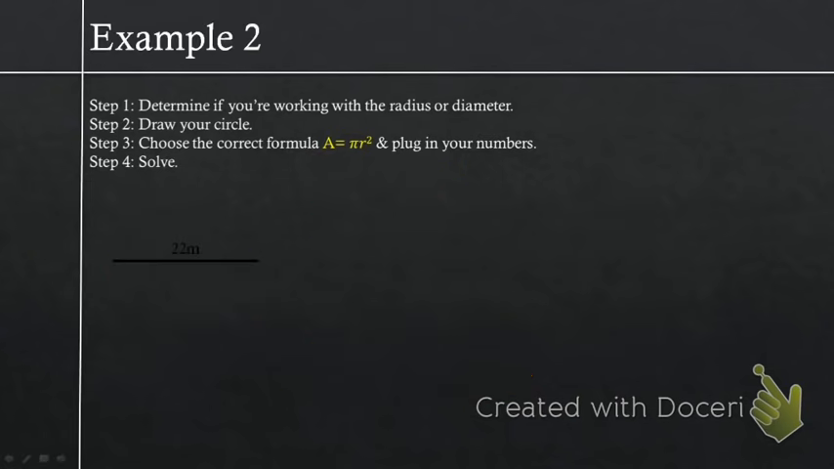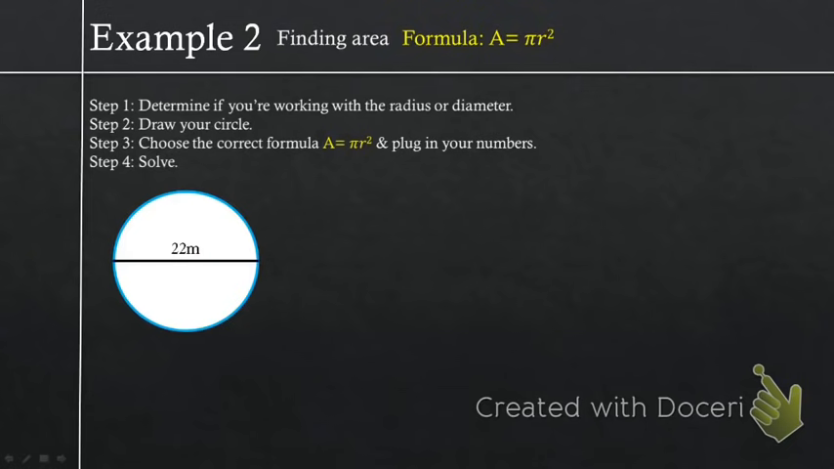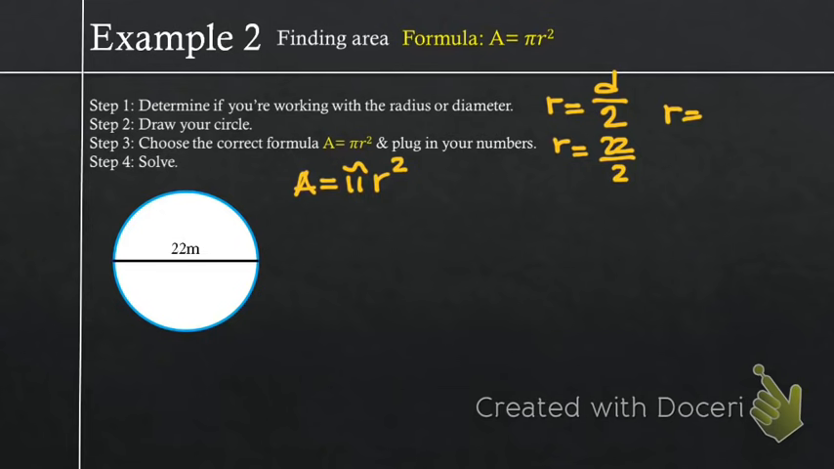Okay, example 2. We're going to find area. This time you're going to determine what we are working with, which now is the diameter. Our formula is A equals pi times our radius squared. But since we're working with diameter, we have to figure out our radius. To find our radius, it's our diameter divided by 2. Here our diameter is 22. 22 divided by 2 gives me 11. So now we know that r is equal to 11.